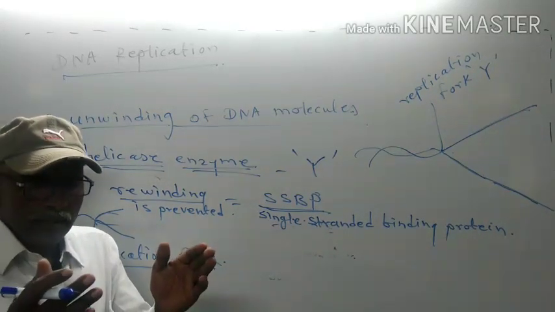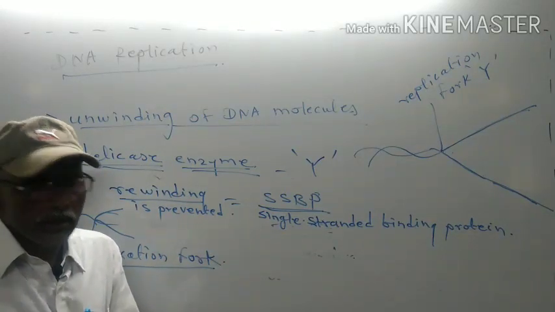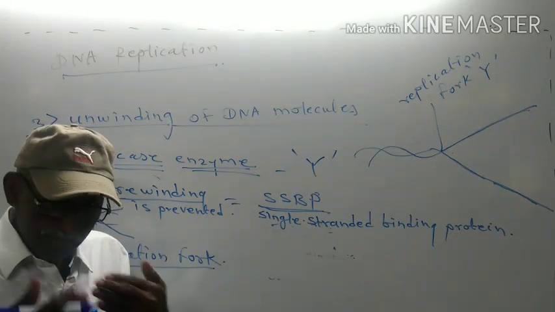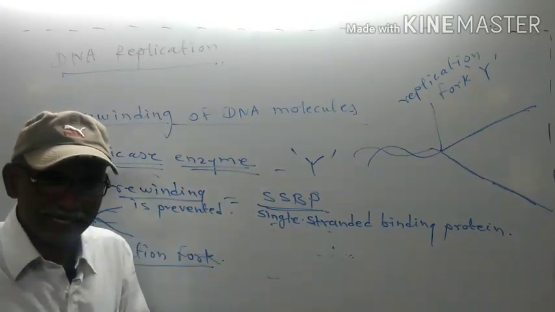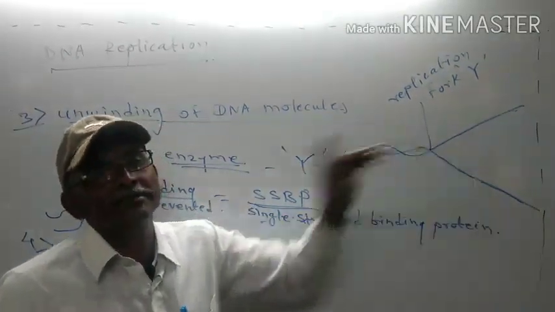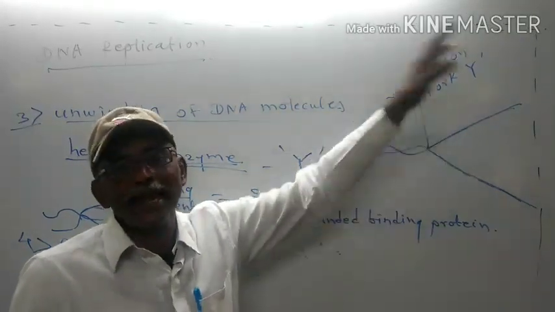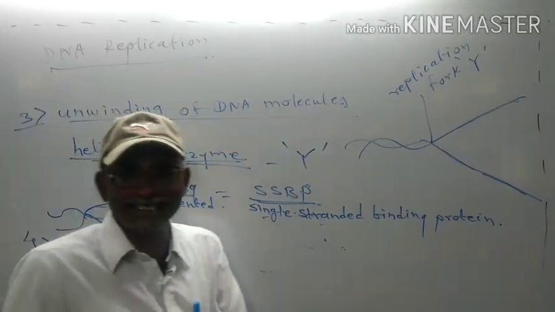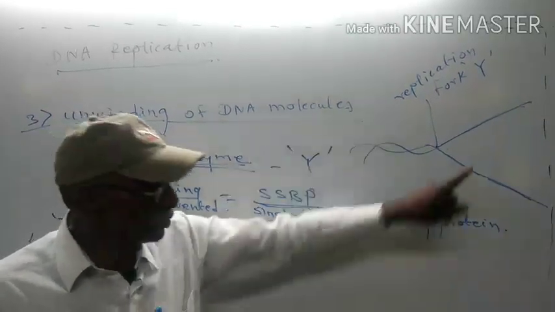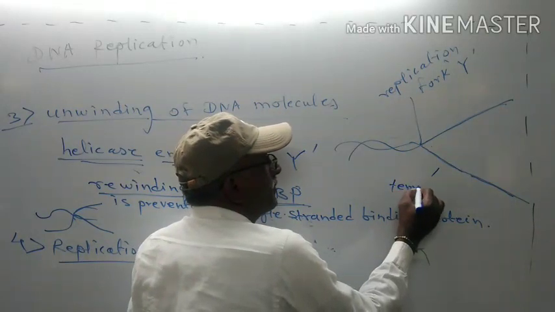When we stand before a mirror, the mirror shows our copy, and we are the template there. Such is the condition here, because due to this template, a new strand has to be synthesized, a mirror copy of the parent strand. And so this parent strand is called what? Template.